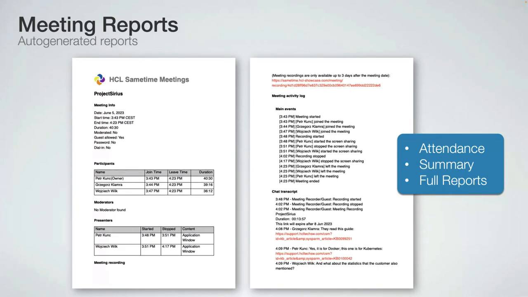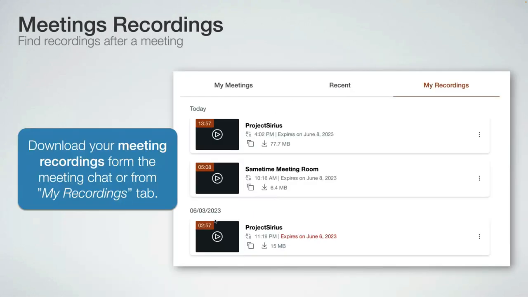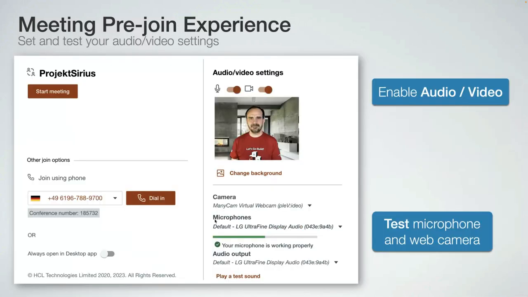This is your offline reference screen for a longer meeting. You see 40 minutes. We've got some discussion. We've got some links. Links are emphasized with a color. You can see the chat transcript and the discussion that we had. This is the link to recordings, with information that the recording will be deleted after a specified amount of time. It is up to you how many days you allow meeting recordings to stay on your Sametime server.